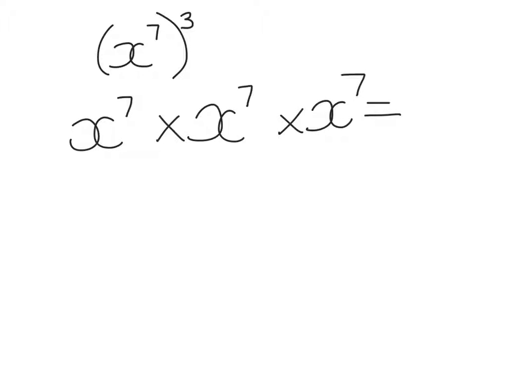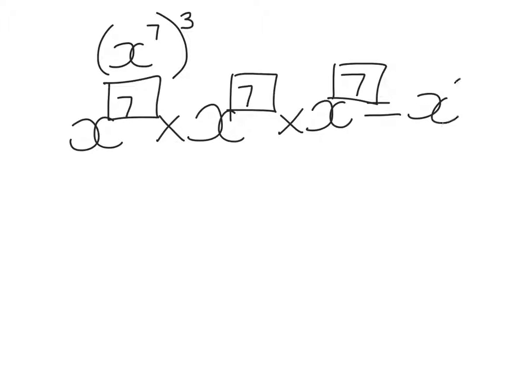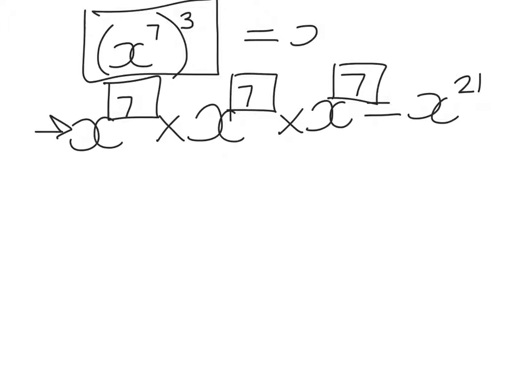And using our index laws from last time, we can just add these to get x to the power of 21. Okay, so have a look at what we've just noticed. How could you have got 21 straight away without doing this method? Hopefully you can see that you could have just multiplied the 7 and the 3. So it's x to the power of 7 times 3, which is x to the power of 21.